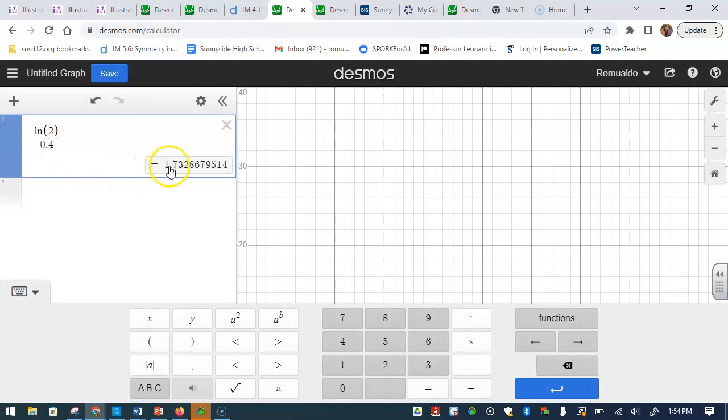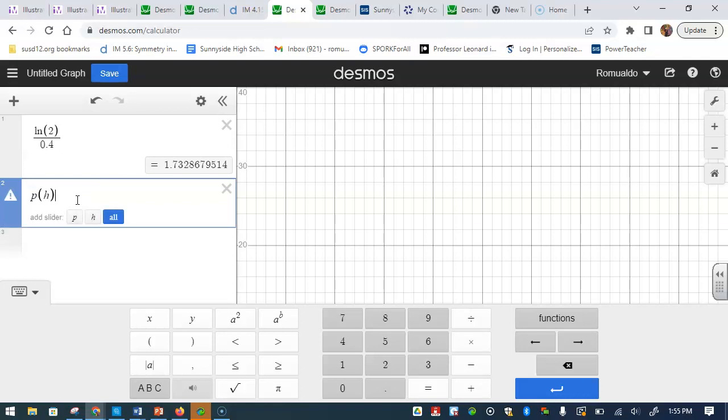See? So you get the answer as 1.732. So that means, so what does this mean? It is exactly 1.73 hours. So there's another way to do this: we can also graph it. Let's see if we can graph this, whatever the function is.